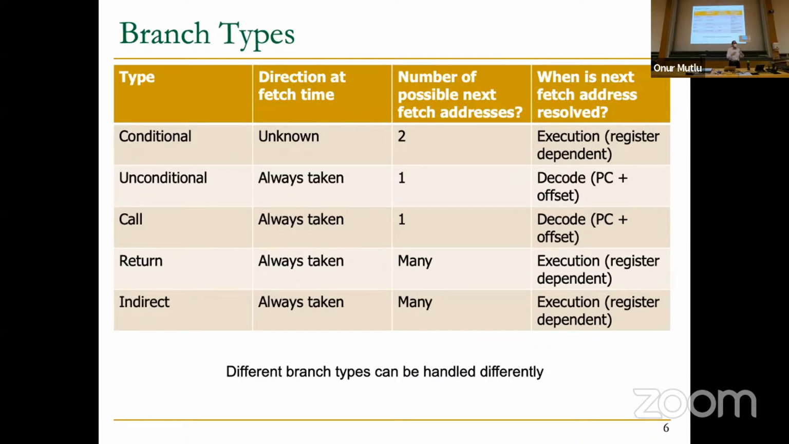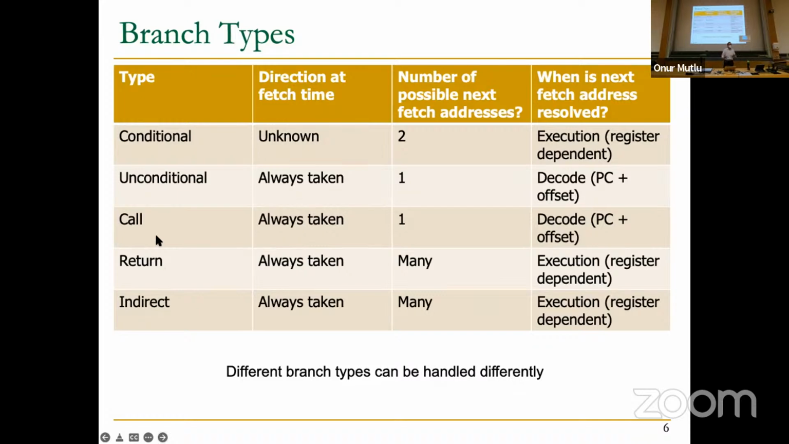Whenever a call instruction happens, it pushes the next fetch PC, next program counter, PC plus 4 on the stack. And whenever the return happens, it pops the stack and gets the program counter that it needs to jump to, basically. That's why the number of possible next fetches is many, and this is execution-based. That's why you know the return address.